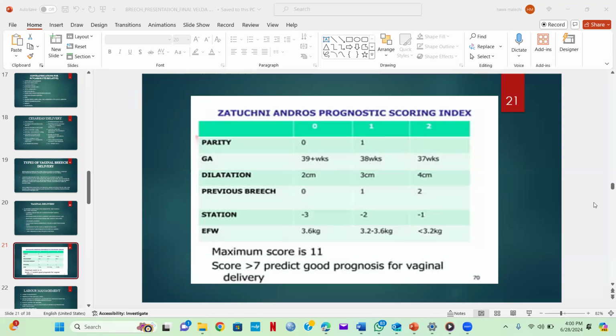The first question you asked is about the Zatuchni-Andros score. Yes, it's important you have it in your labor ward so that any patient that comes in breech, once you have ruled out the known contraindications for breech delivery, like a previous CS, a nulliparous patient, a preterm baby, or a baby who has growth restriction, once you rule them out, you now use this to score the patients and know how likely you are to achieve a successful breech delivery vaginally. So if you look at all the things there, they are what we usually say. Someone comes to the labor ward, they are like, oh, she has delivered before, so it's likely the baby will come through.